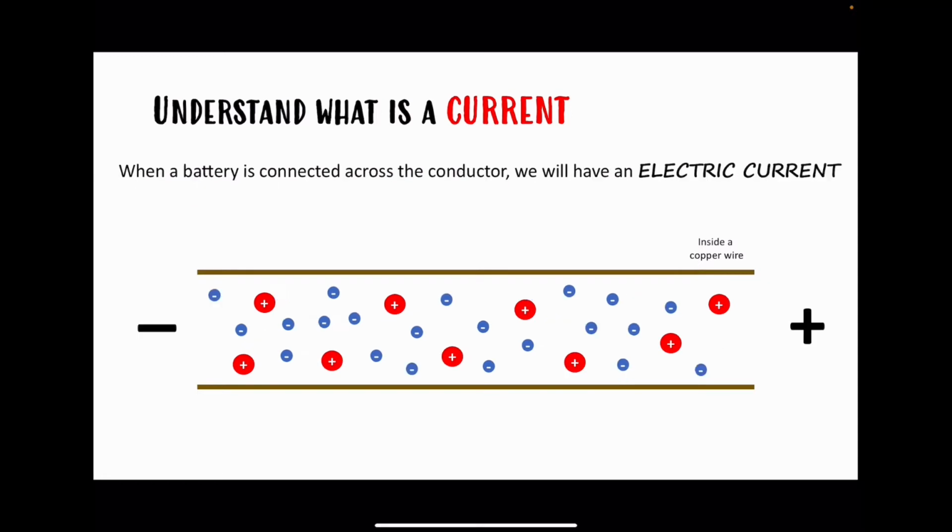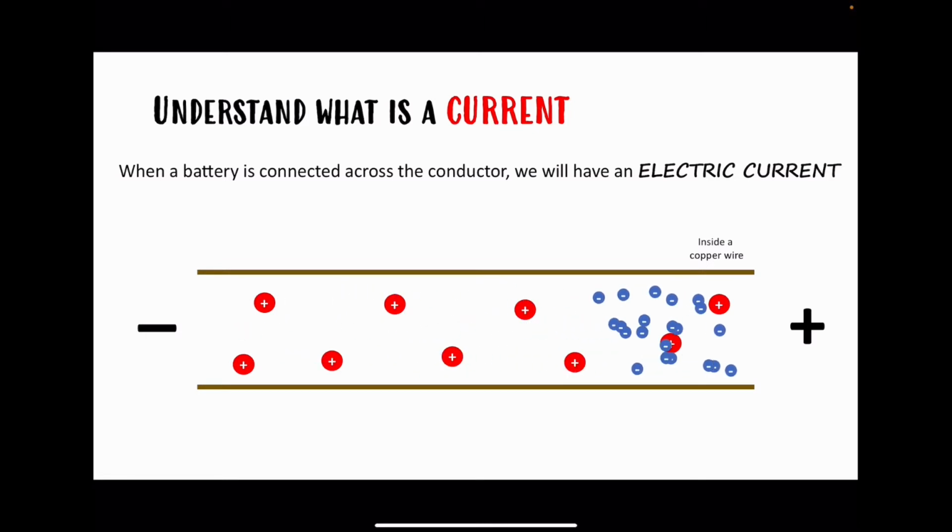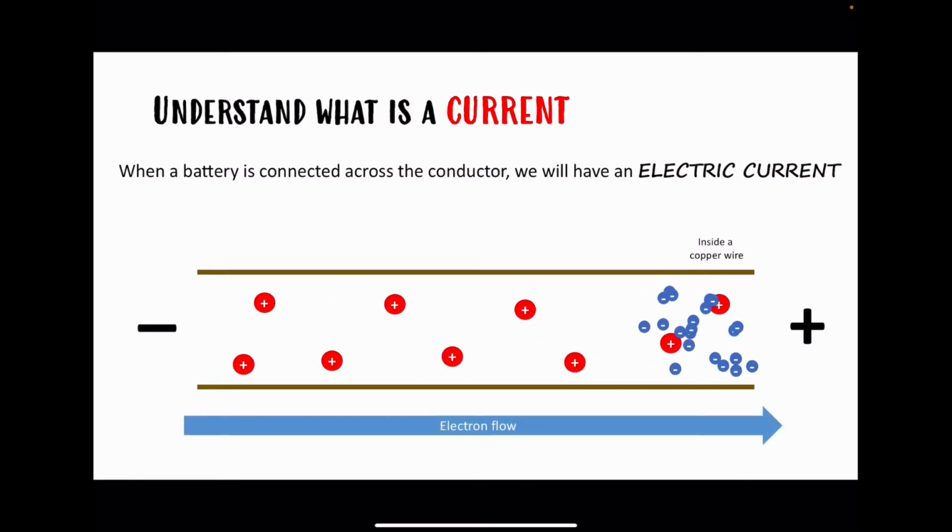All right. So in order to create a pattern or a sort of flow, we will apply what we call a potential difference. By having a negative sign on one terminal of the copper wire and a positive sign on the other terminal, we can then force the electrons to move from the negative to the positive terminal, creating a sort of flow, which we call the electron flow. This is how we create a current inside a copper wire.